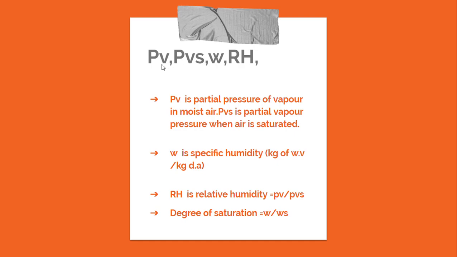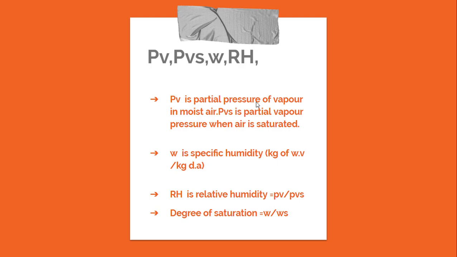So I'm using these terms PV and PVS. I'm adding this alphabet S to PV. This S would indicate saturated air, and all our regular ambient air would be unsaturated. So if I measure the pressure not of the total air but of the water vapor present in it, then that pressure of the water vapor is known as the partial pressure of water vapor.